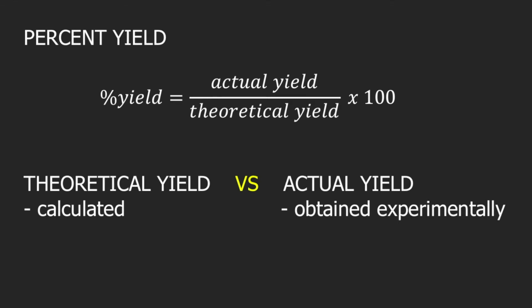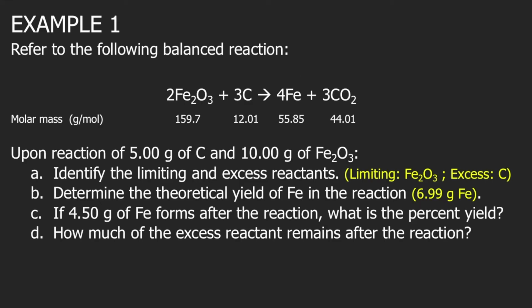Okay? Now let's go back to example 1. Upon reaction of 5 grams of carbon and 10 grams of Fe2O3, we have 4 sub-questions, A, B, C, and D. In part A, we already identified the limiting and excess reactants. And in part B, we already determined the theoretical yield of Fe, which is 6.99 grams. In this video, we will answer part C.